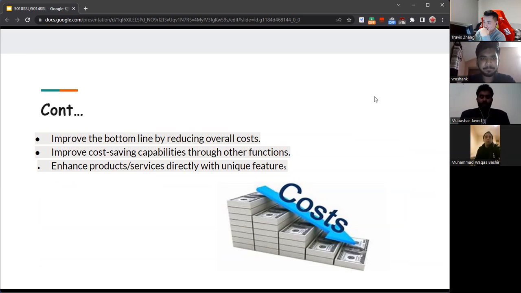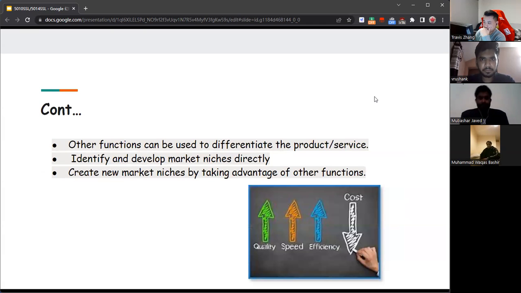Reduce costs to improve the bottom line through other functions, improve cost-saving capabilities, add unique features, enhance the product. Next slide, please. Differentiate the product and service through other functions, and develop market niches directly. Also, companies create new market niches by taking advantage of other functions. Thank you. That's all from my side.